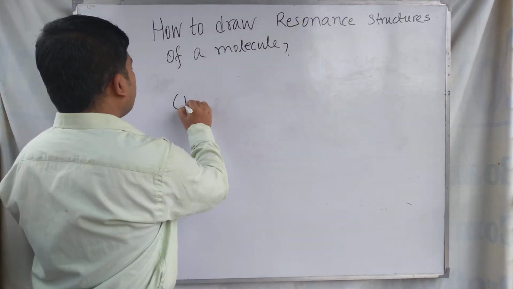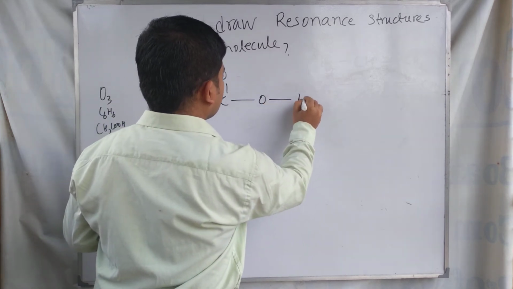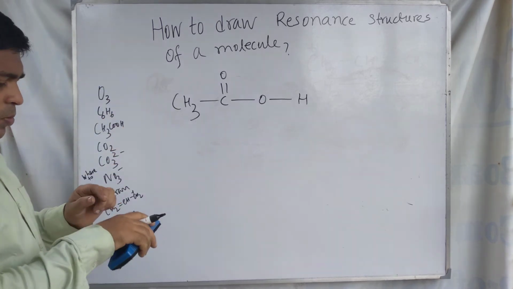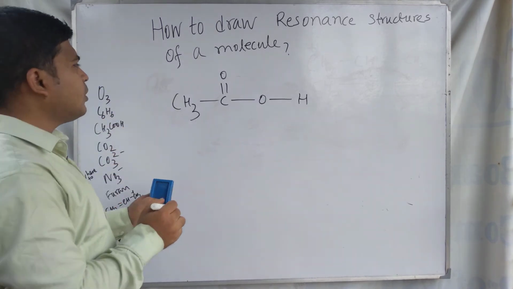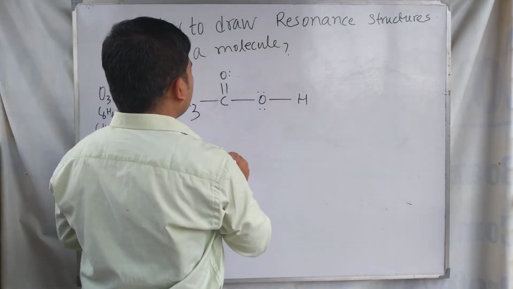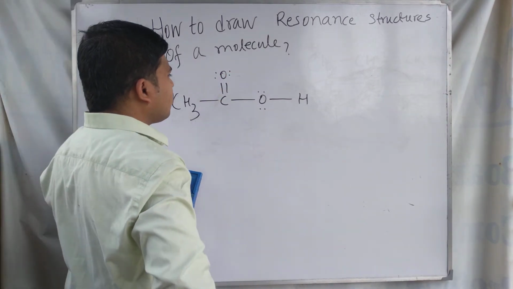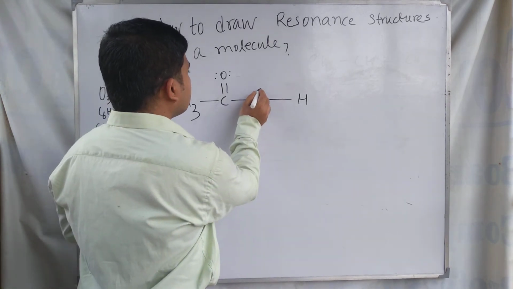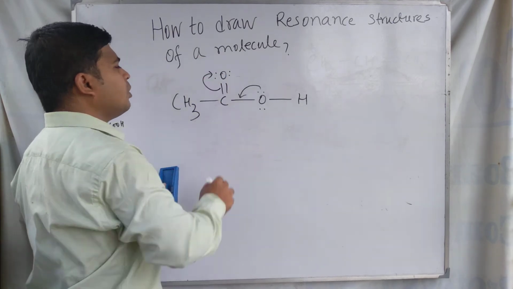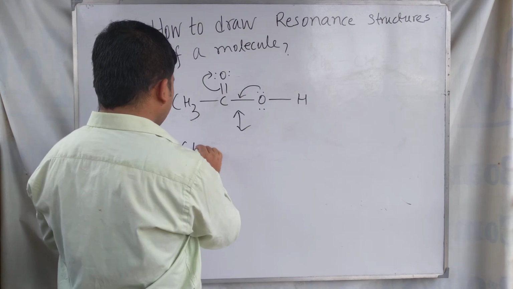Then we have to draw the resonance structures of this molecule. This is called acetic acid, and for acetic acid molecules we can draw the resonance structures, because you can see that in acetic acid molecules the oxygen have lone pairs, and this lone pair can form bonds in carbon, and this bond can delocalize. So for this reason we can get resonance structures here.